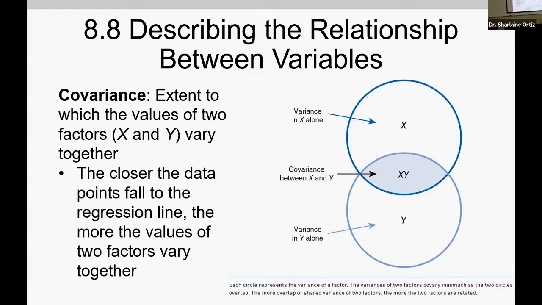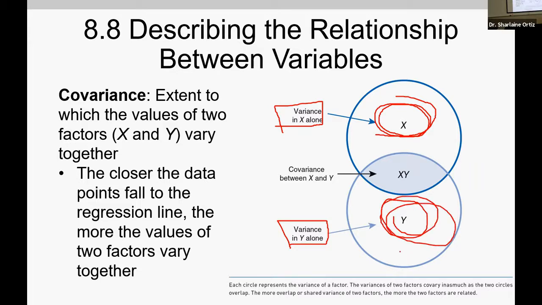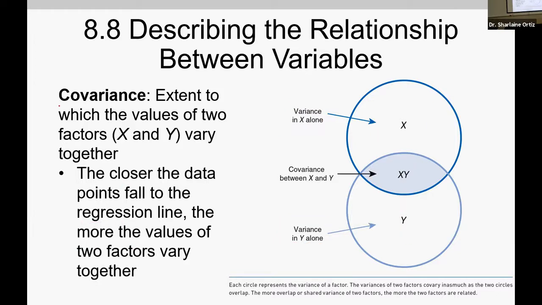Now, notice that we have the variance of x. How much is x varying or changing? And we have the variance of y. That is simply how much y is changing. The issue is that sometimes we will come across a covariance. That is, to what extent do these factors vary together? And that can happen.